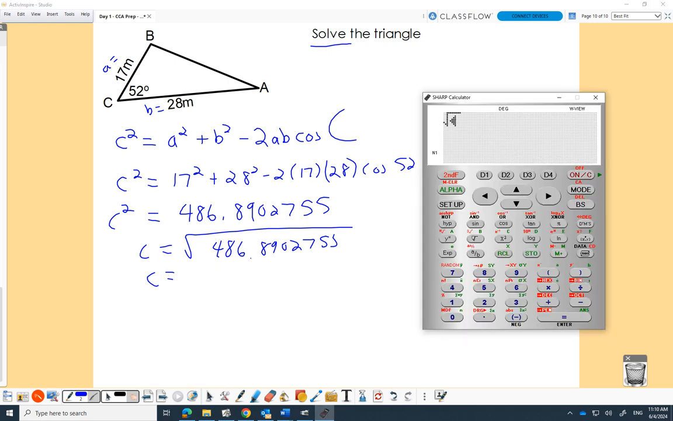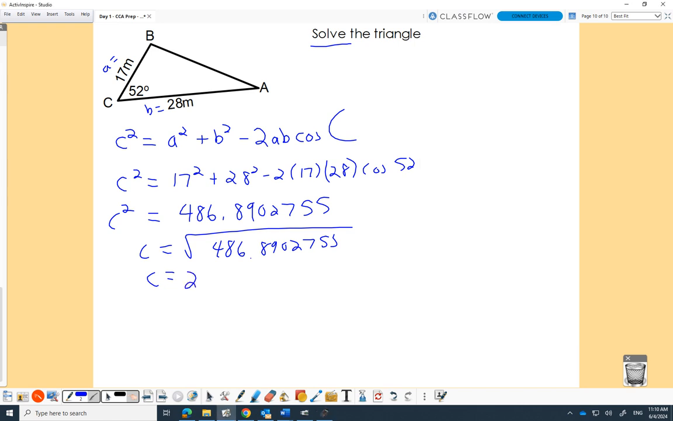I'm just going to use that answer button again, and I get 22.1. Again, that's if the question said one decimal place, which it usually will. And fill that in on your diagram. Oh, I wrote centimeters.